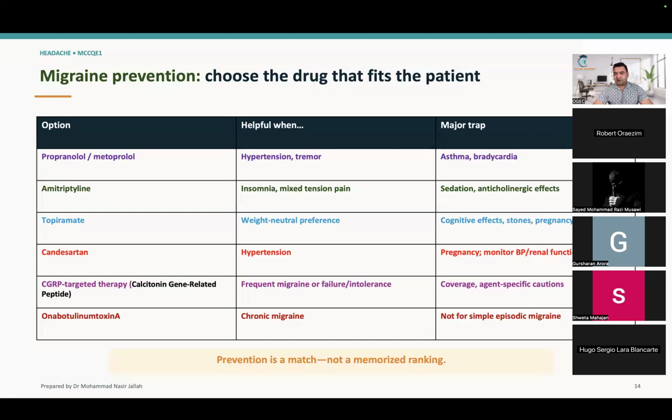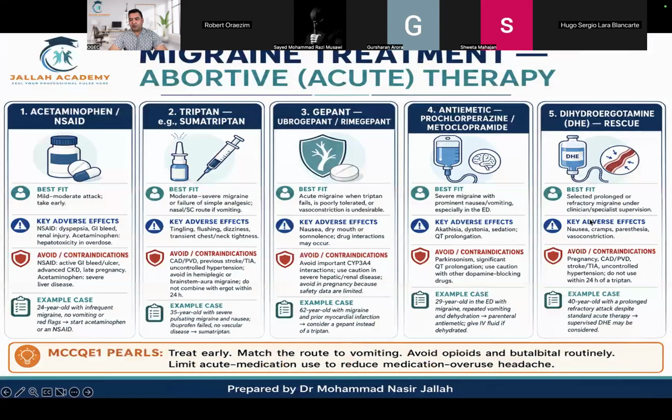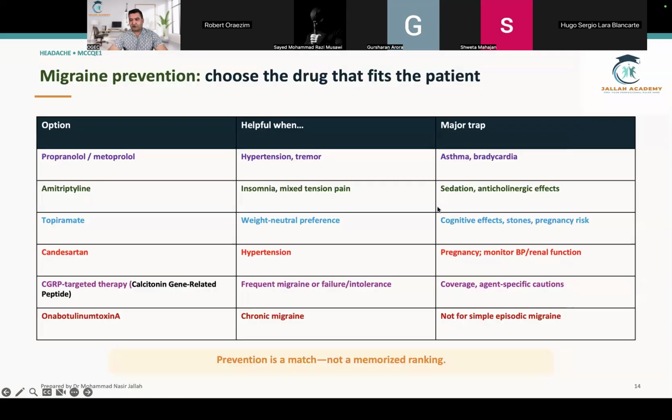So topiramate: cognitive effect, stone, as I mentioned before, stone, pregnancy, and also anyone who is, sorry, I think it's a slideshow, so I can't add it, just write it down. Anyone who is taking a lot of vitamin D, vitamin C cannot use topiramate. So they may give you a scenario about someone who has migraine. On top of that, the patient is on a high dose of vitamin D and vitamin C, and then you cannot use topiramate.